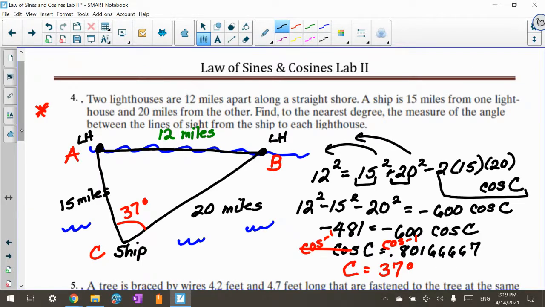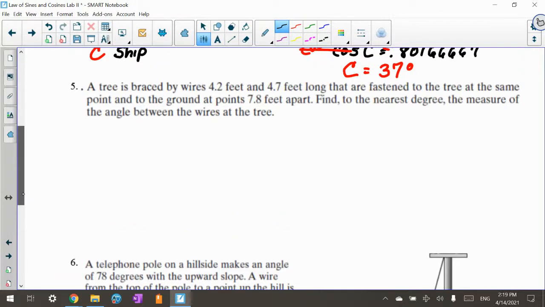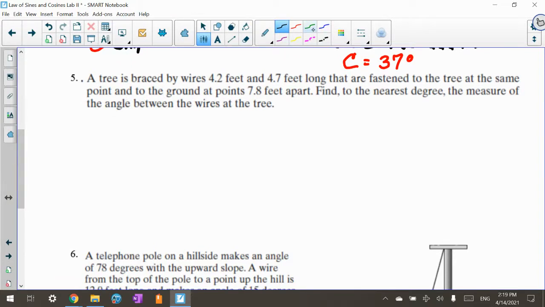A tree, whoops, I hit it with my arm. I'm sorry. I hate it when I do that. A tree is braced by wires 4.2 feet and 4.7 feet long that are fastened to the tree at the same point and to the ground at 7.8 feet apart.